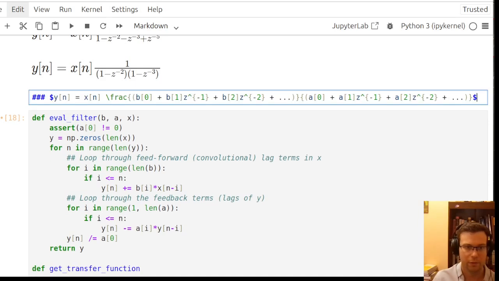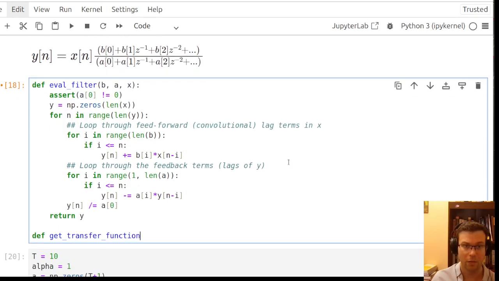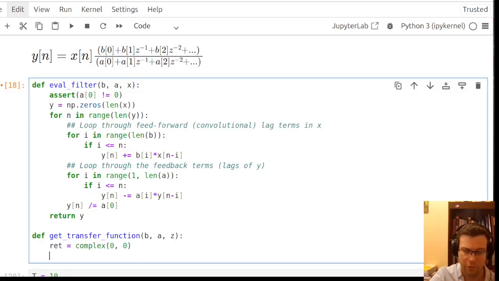And okay, so what I want to do is pass in a particular z here. So I'll pass in my b, my a, and some z. And let me add up all of the terms in the numerator. So I'll say, okay, my result is equal to, starts with 0 plus 0j.